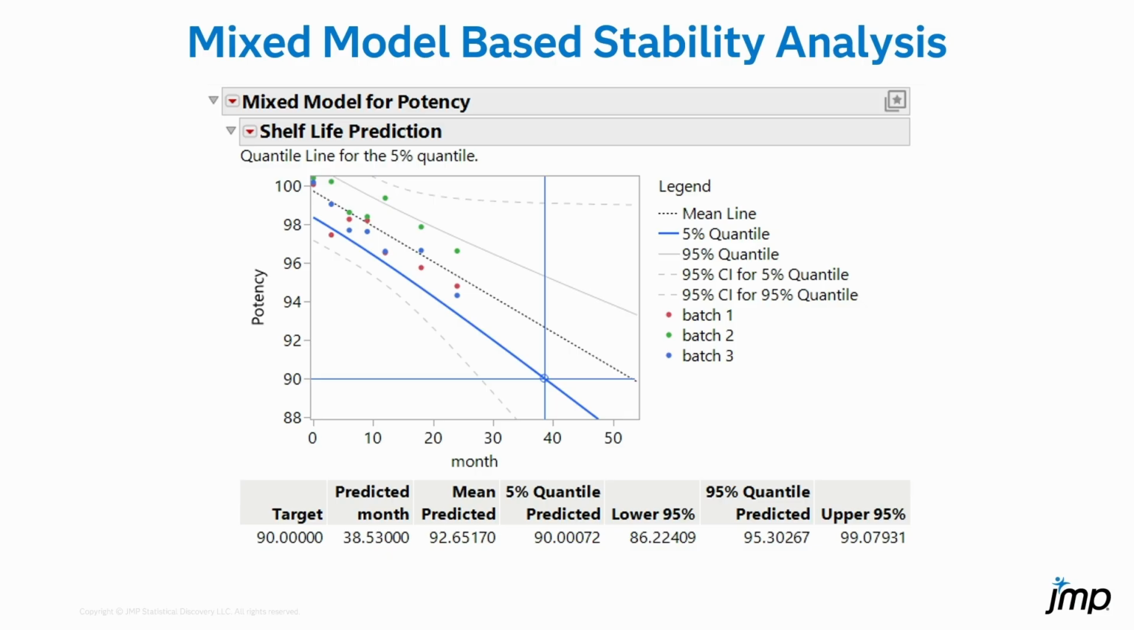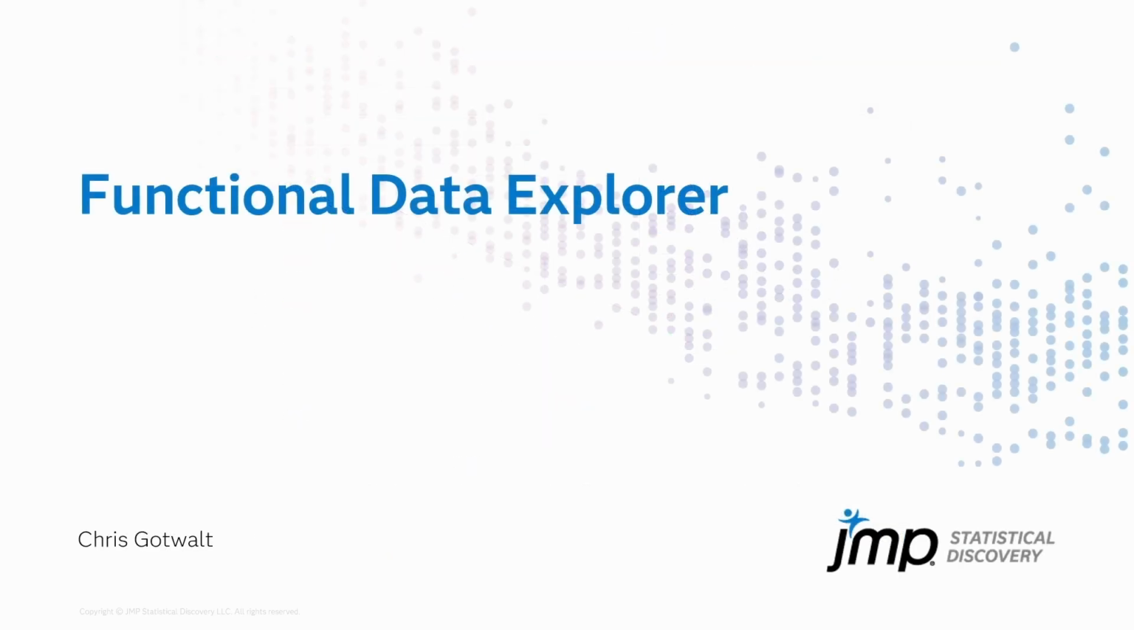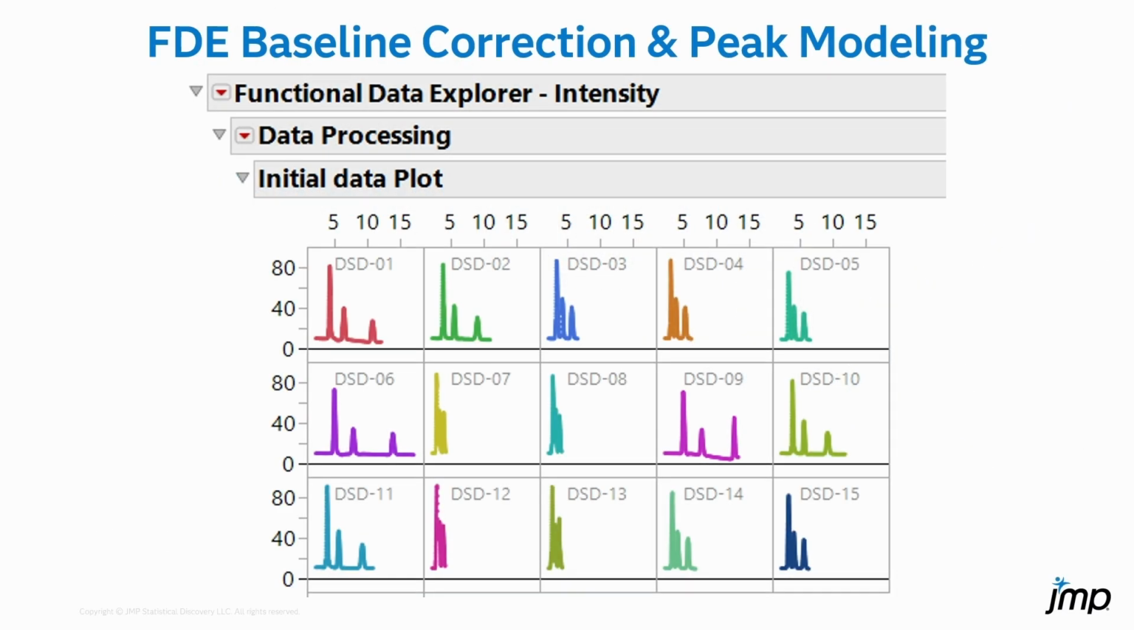In JMP Pro 19, in the Functional Data Explorer, we've made strides to make it more useful for applications within analytical chemistry with the addition of automated baseline correction methods like SNP, as well as parametric peak modeling. This is data from a definitive screening design with a chromatographic response.